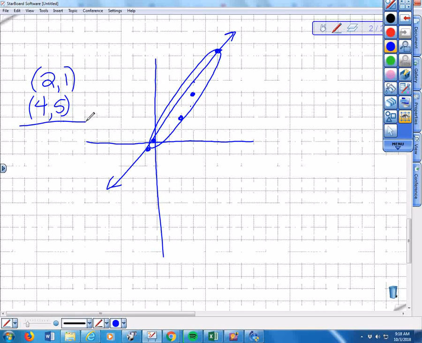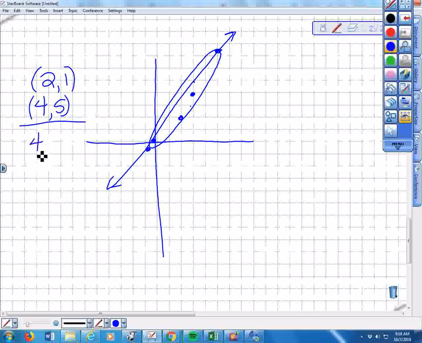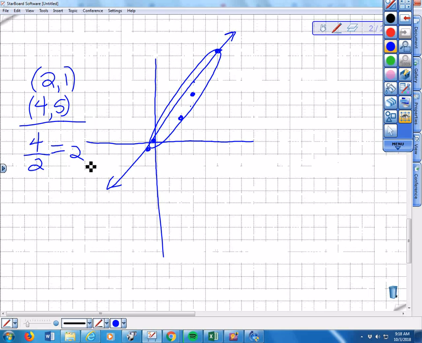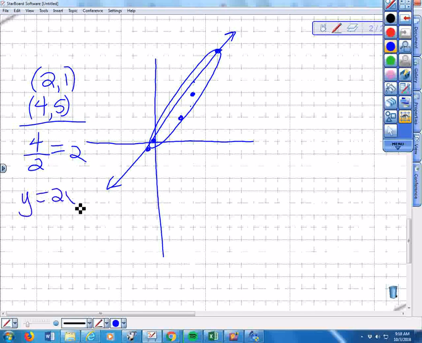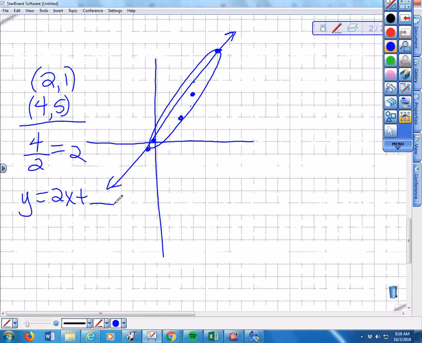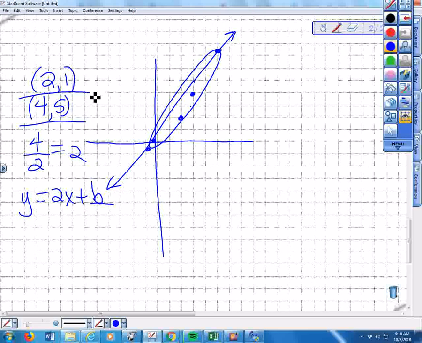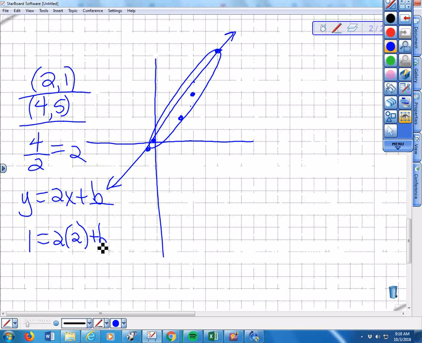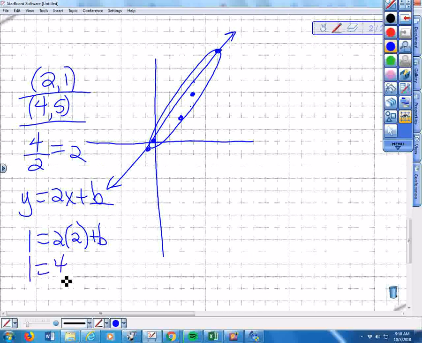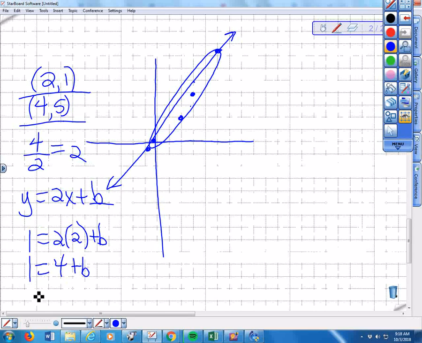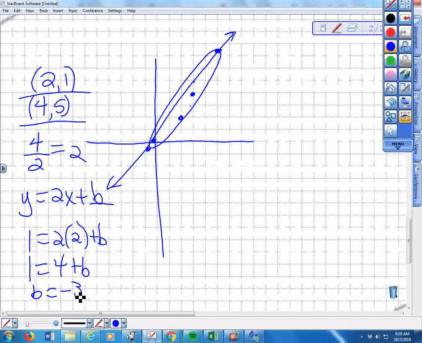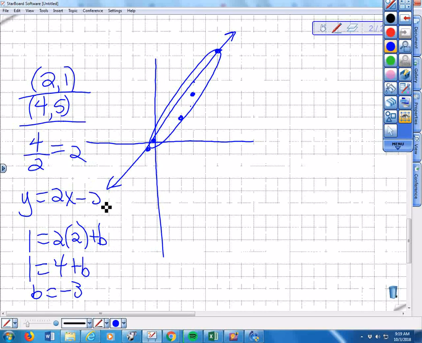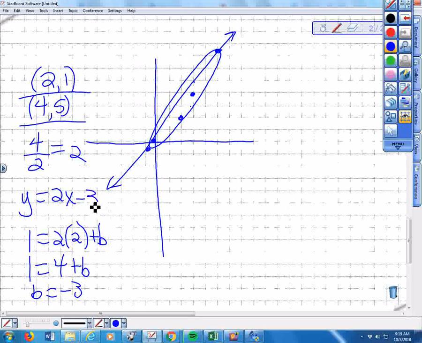So if I pick these 2 points, 5 minus 1 is 4. 4 minus 2 is 2, so my slope is 2. So I know it's going to be y equals 2x plus something. Well, to find b, I'm just going to take one of these points and put it back in. 1 equals 2 times 2 plus b. 1 equals 4 plus b. Subtract 4, b is equal to negative 3 for me. Some of you got negative 2. I didn't count it wrong as long as you got an equation and I could see how you got your equation.